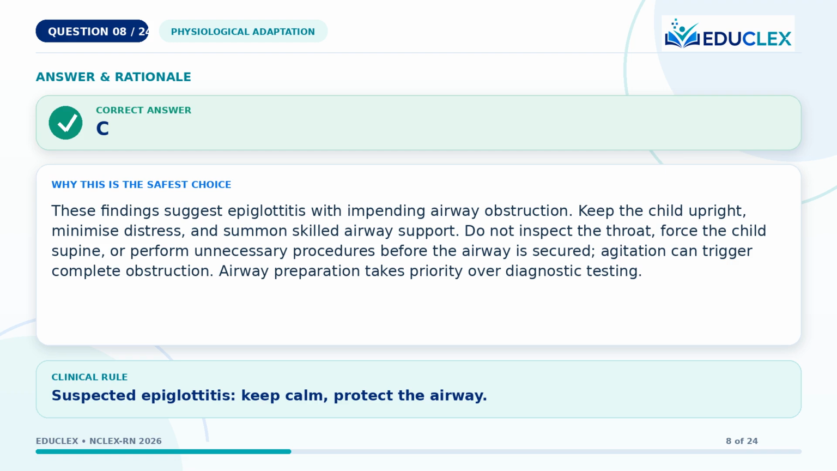The correct answer is C. These findings suggest epiglottitis with impending airway obstruction. Keep the child upright, minimize distress, and summon skilled airway support. Do not inspect the throat, force the child supine, or perform unnecessary procedures before the airway is secured. Agitation can trigger complete obstruction. Airway preparation takes priority over diagnostic testing.